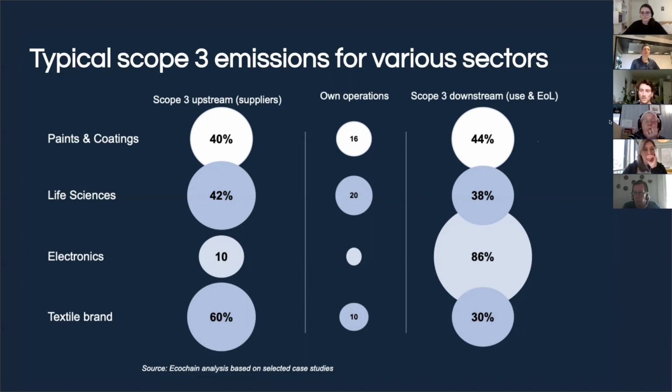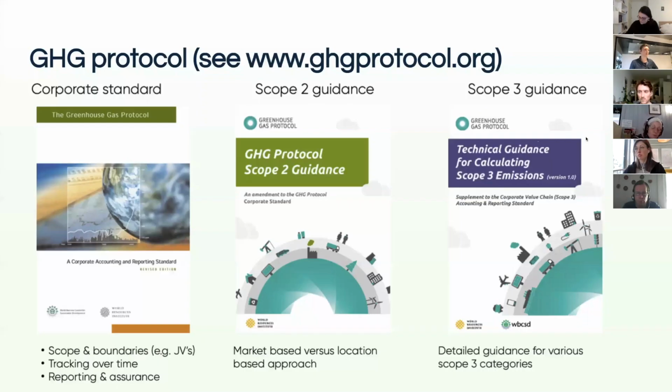It is perfectly justified to start with your own operations, your Scope 1 and 2 emissions, and in fact many companies do that. But ultimately, you do want to know your Scope 3 upstream as well as downstream emissions because you can influence them. Next slide, please.